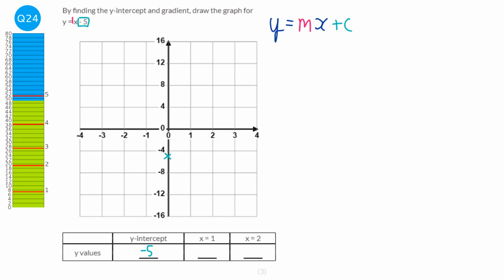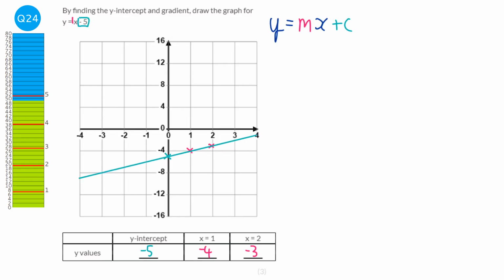So the gradient is 1. It means for every 1 we go to the right, it's going to go up 1. So it's going to go up 1 and then up another 1 for every 1 it goes to the right. So it's going to be at -4 here, and then it's going to be at -3 here. And let's draw in that graph and make sure that the line goes for the full graph. So it's going to go somewhere like this.